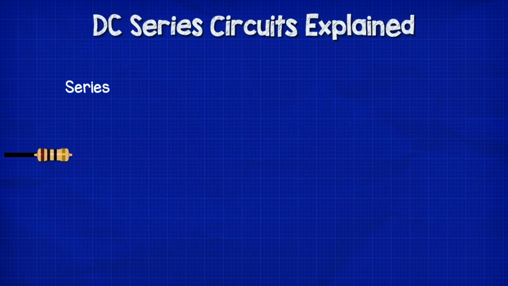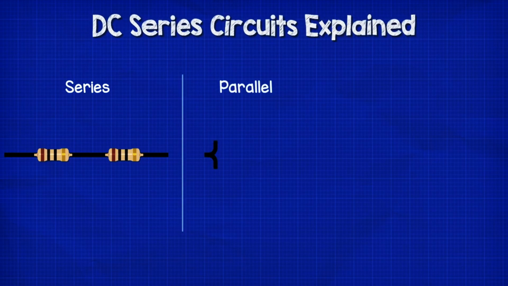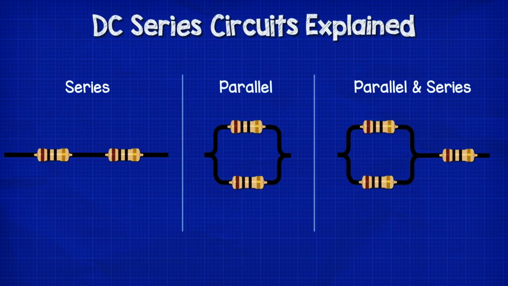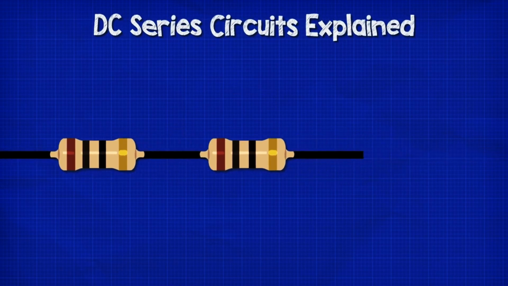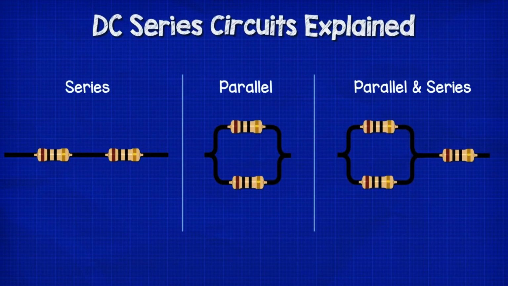When we connect components in an electrical circuit, we can connect them either in series or parallel, or we can combine these to make a series parallel circuit. We're going to start with the series type, which is the most basic, but we'll cover the other types in other tutorials. Do check those out, links down below.